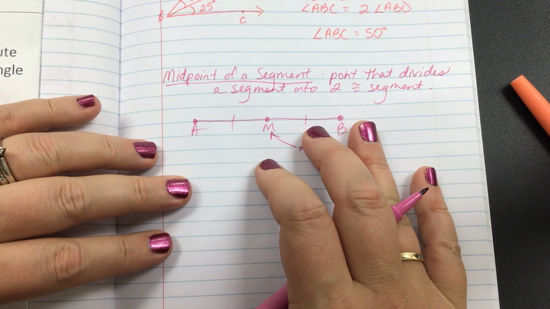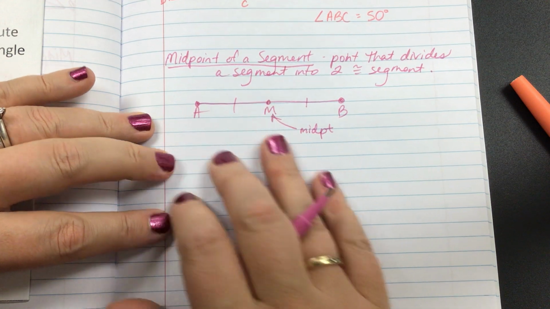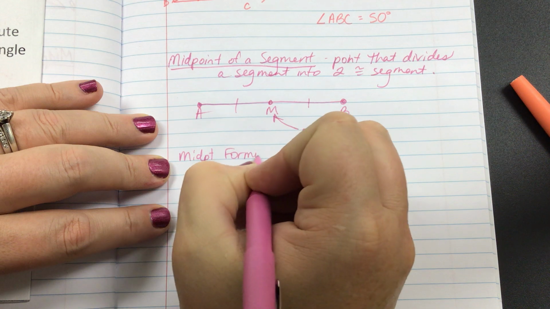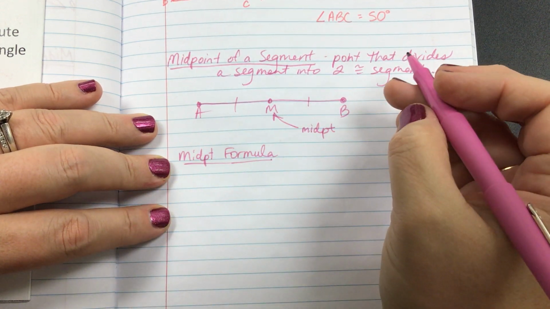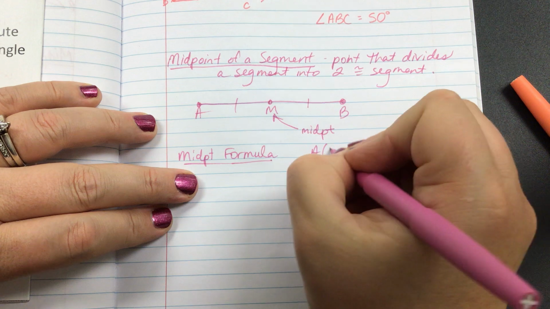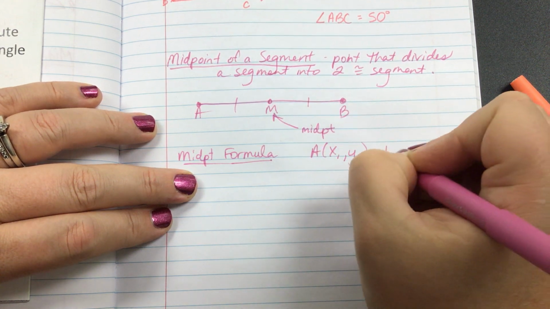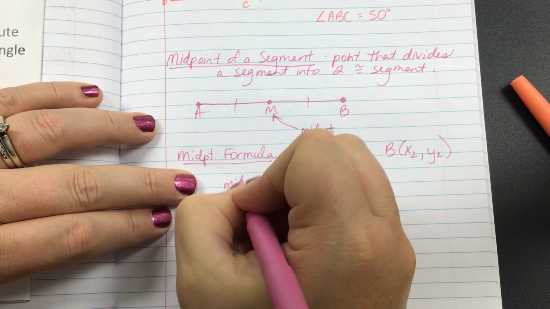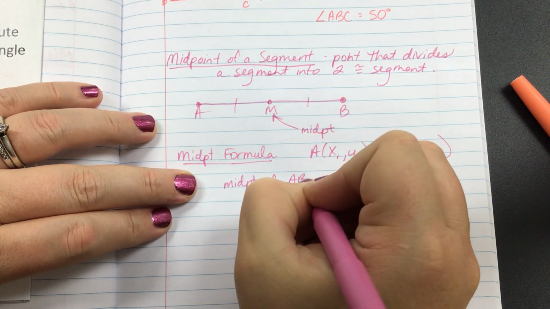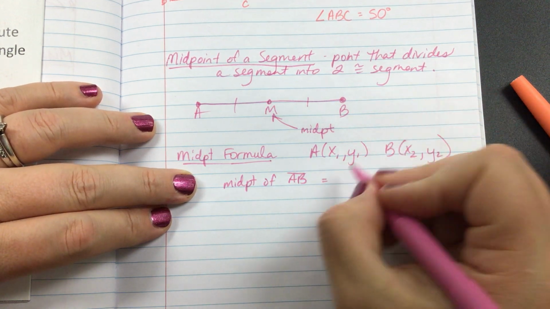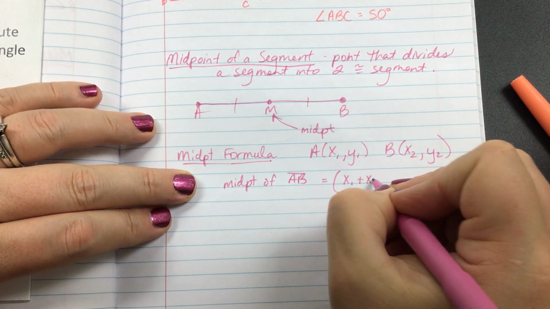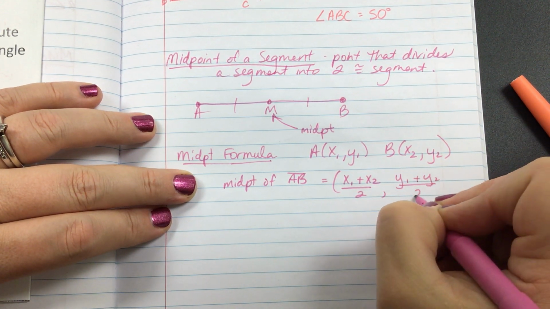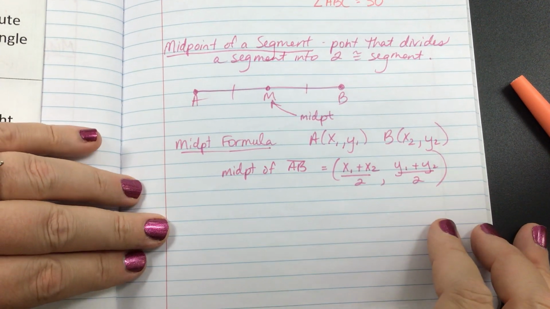So if you refresh your memory back to Algebra 1, when you did the midpoint formula. So when you have the midpoint formula, if you have 2 points, let's pretend A is at x1, y1, and B is at x2, y2. To find the midpoint of segment AB, you're going to average the x's and average the y's. So it's going to be x1 plus x2 divided by 2, and then y1 plus y2 divided by 2. So it's the average of the x's and the average of the y's.